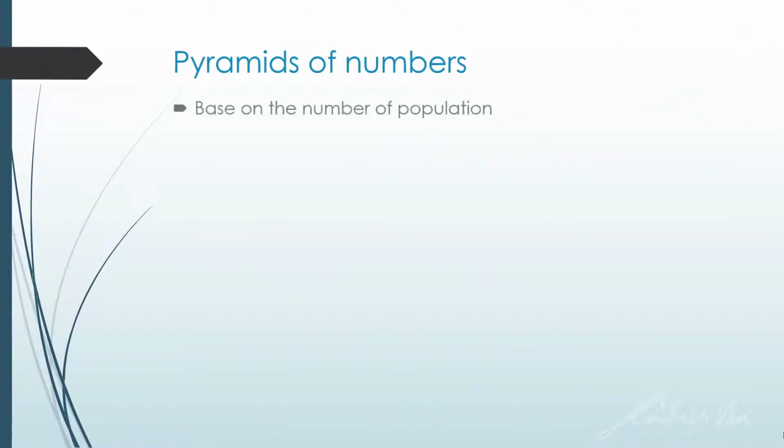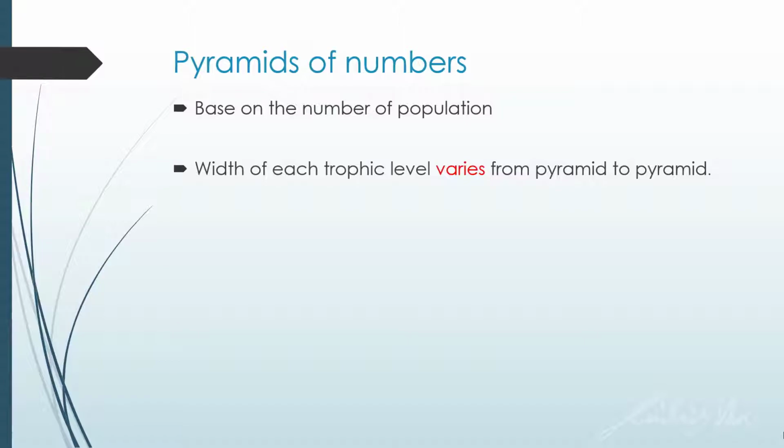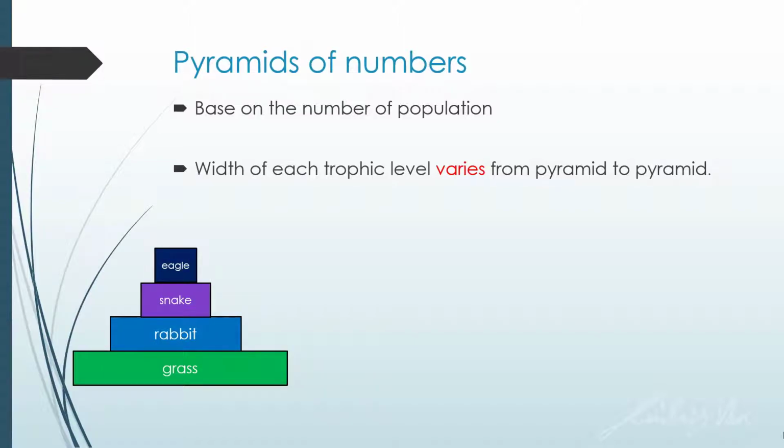For pyramid of numbers, it is based on the number of population of the species. So the width of each trophic level varies from pyramid to pyramid. So what do I mean? Let's take the previous three examples. We have grass, rabbit, and snake. There is more grass than rabbit, so the number of grass is more than rabbit. Snake, you have fewer snakes than rabbits, and eagle, you have even fewer eagles than snakes. So this is the first type of pyramid. It looks similar to the pyramid of biomass.